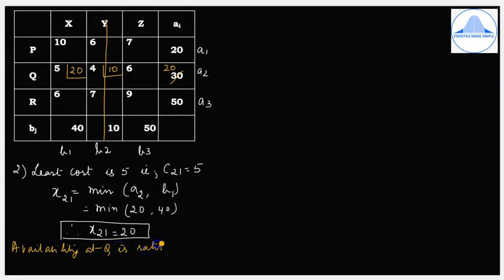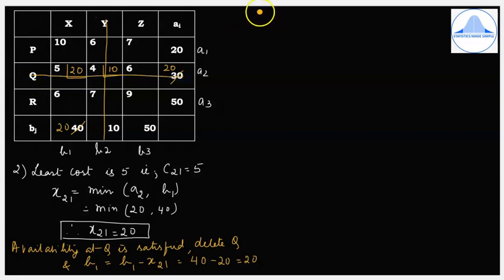And so you have to delete Q. I'm just keeping it short. It's actually delete row Q, but you can just write delete Q. This is only for your understanding. Now because you have deleted Q, you have to see corresponding to this allocation what the requirement is. The requirement will change now. B is equal to B minus X. For this particular allocation, B is B1. So B1 is equal to B1 minus the allocation X21, that is 40 minus 20, equal to 20. Now score off this 40 and write 20, and don't forget to delete row Q. Now let us proceed further.